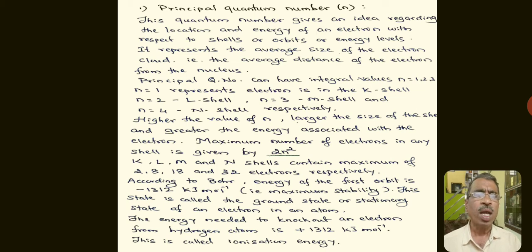According to Bohr, the energy of the first orbit is minus 1312 kilojoules per mole, that is maximum stability. This state is called the ground state or stationary state of an electron in an atom. The energy needed to knock out an electron from the hydrogen atom is plus 1312 kilojoules per mole. This is called ionization energy.